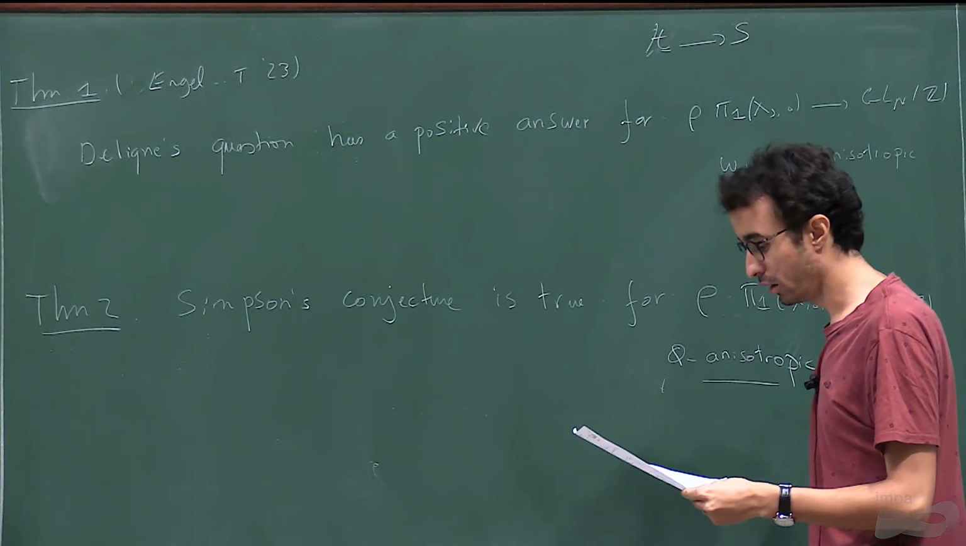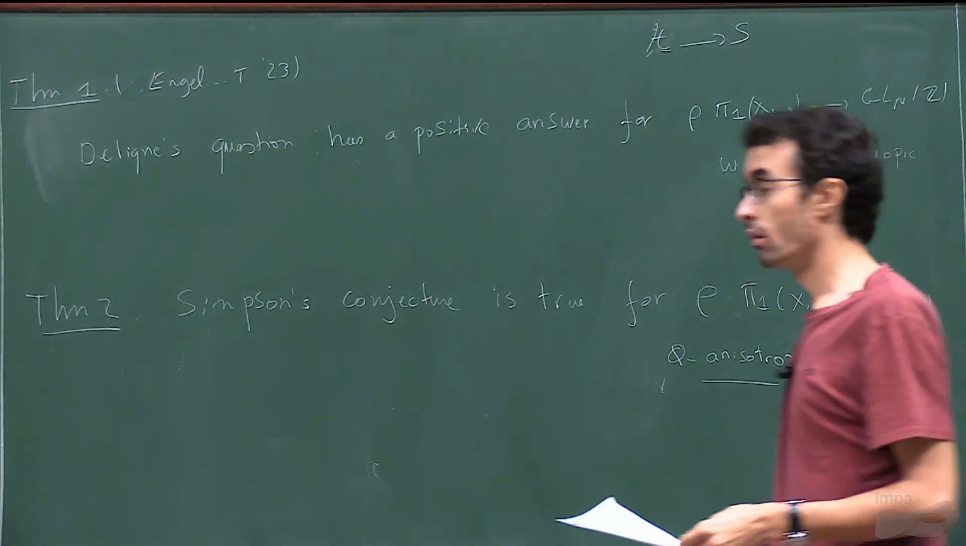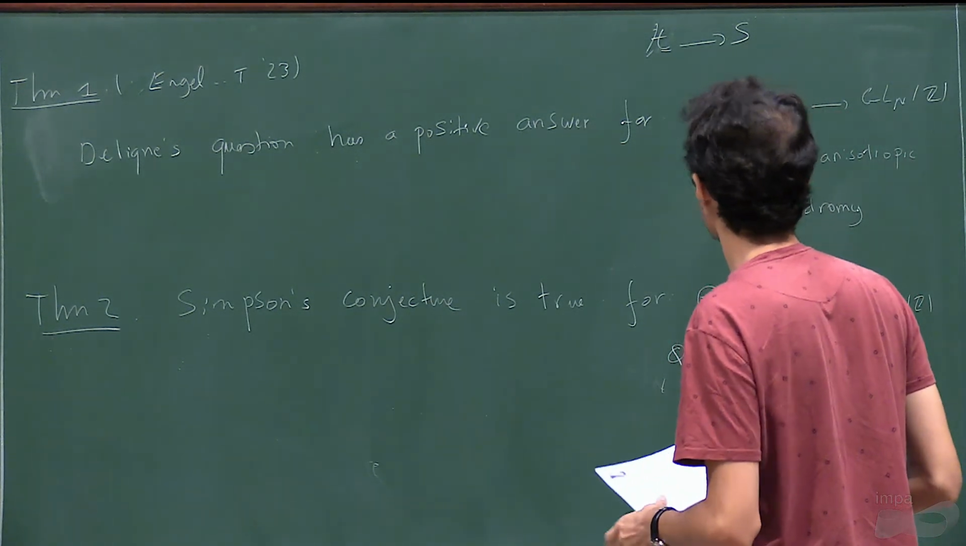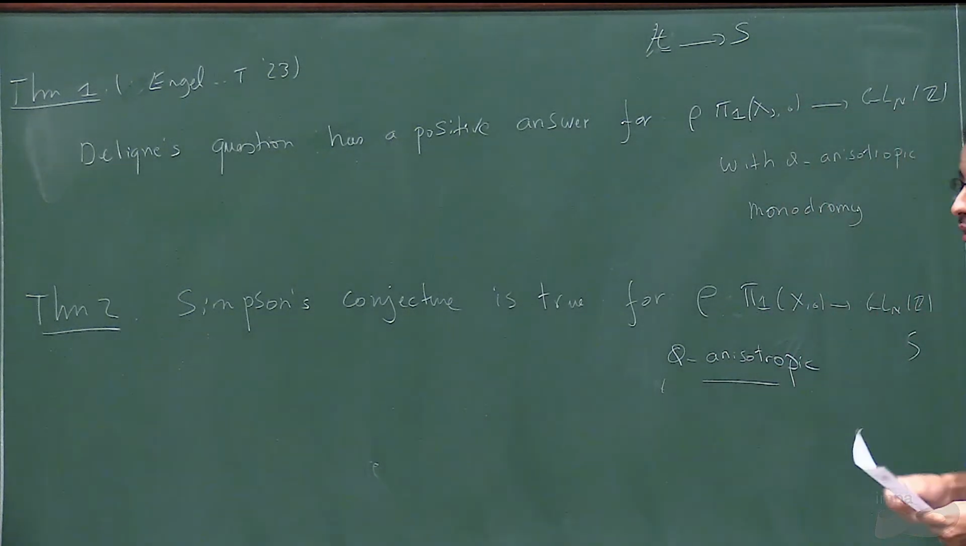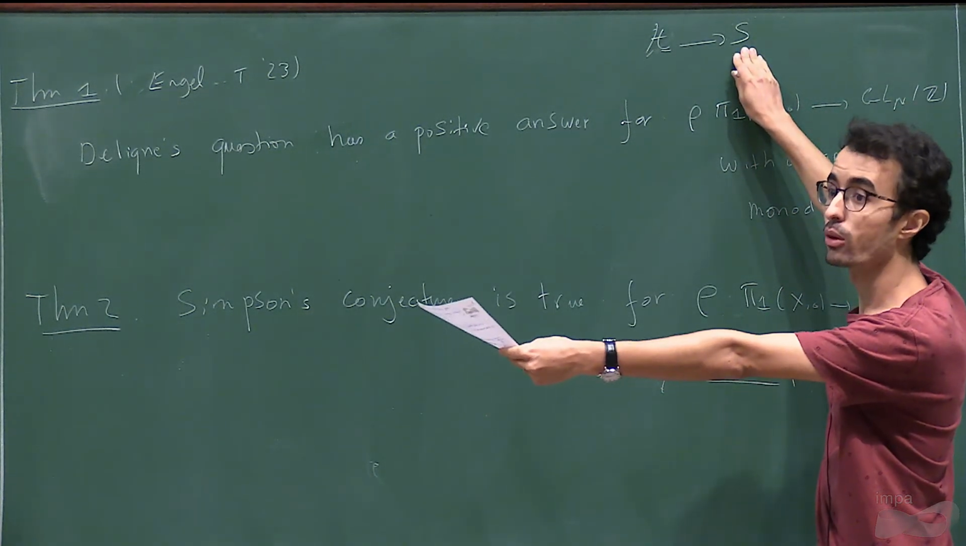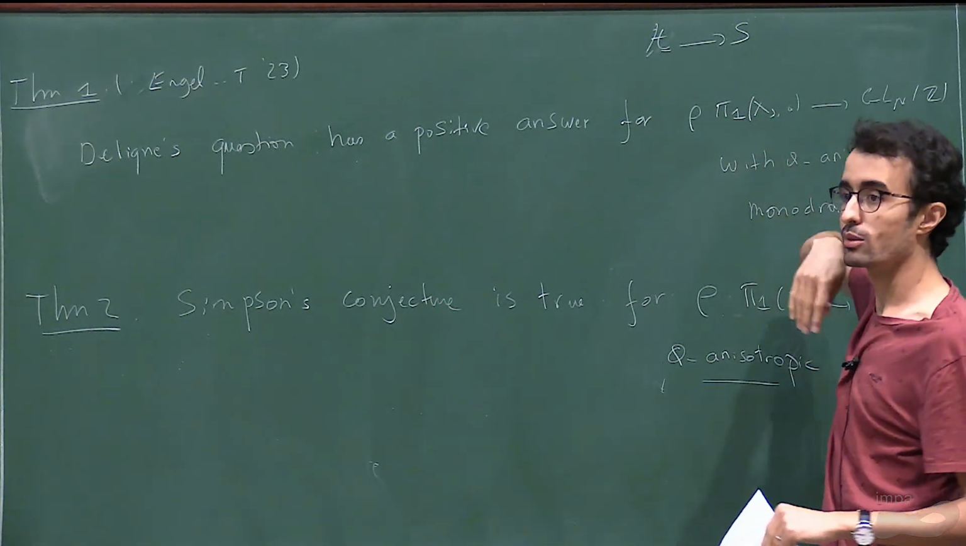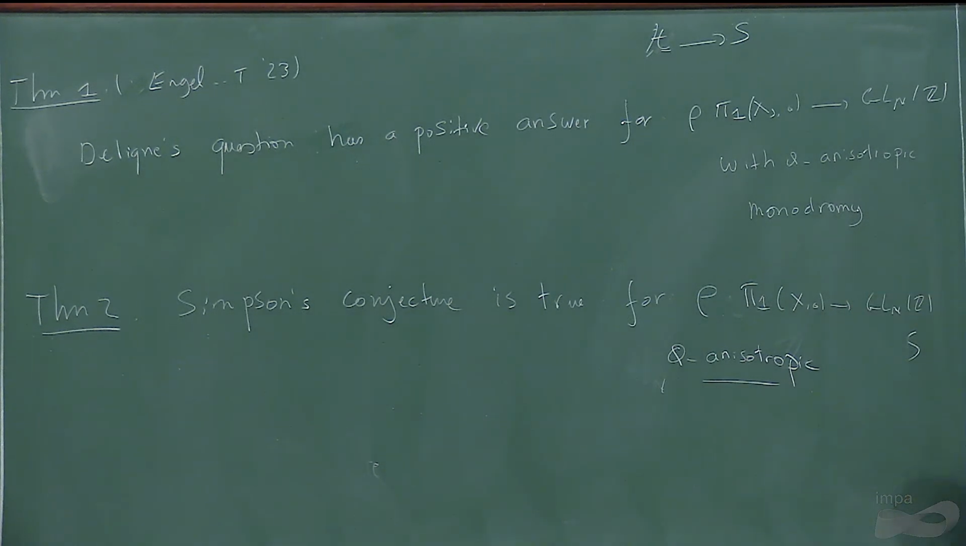So let me explain the ideas of the proof. Are there any questions on the statements? No restrictions. Yeah. So if the base S is projective, then it follows easily from Simpson by Gaga. And so the only interesting case is when S is quasi-projective.